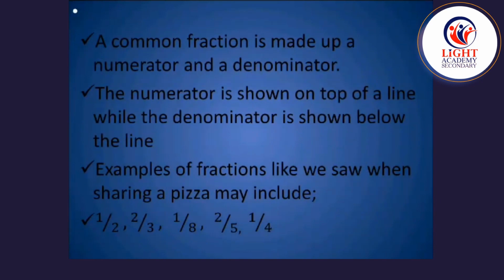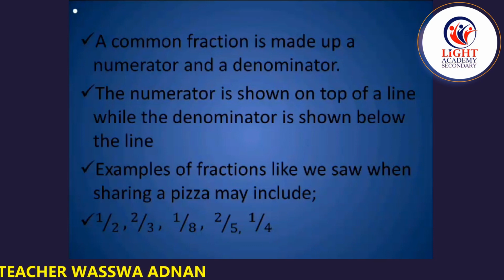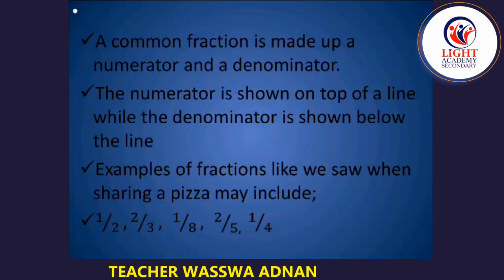Like we've just seen, by definition, a fraction is something which is made up of a numerator and a denominator. The numerator is always above the line, whereas the denominator is always below the line. Therefore, we can conclude by saying a numerator is the dividend and the denominator is the divisor. Examples of fractions are very many, and amongst them we have a half, 2/3, an eighth, 2/5, and a quarter, etc. You can mention so many other examples.